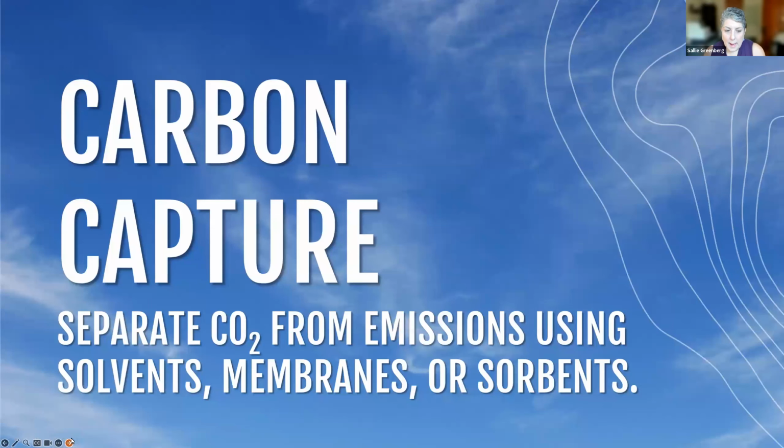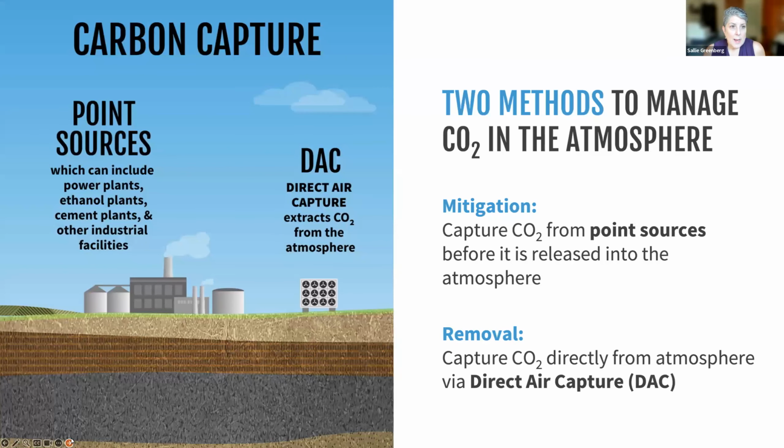Carbon capture happens from different emission sources, either chemically or physically using solvents, membranes. And as I mentioned, there's two main methods to capture carbon dioxide in the atmosphere. One is mitigation, which is to capture it before it goes into the atmosphere, and one is removal, where you're directly removing it from the atmosphere.